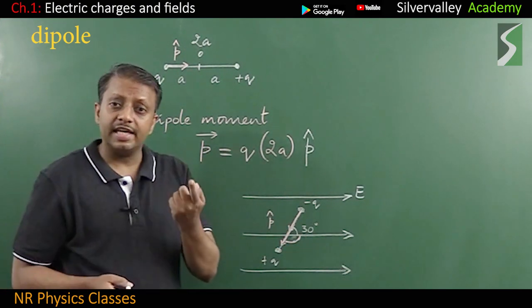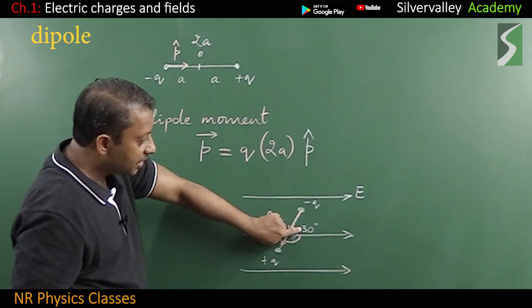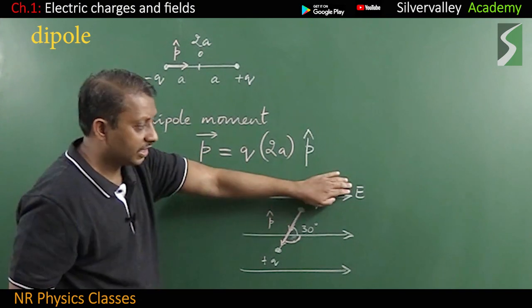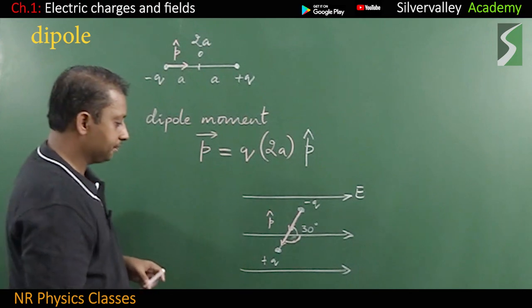So if we neglect the direction of the dipole moment, then we tend to take 30 degree as the angle between dipole moment and electric field. That is not correct, isn't it? So this is the direction of the dipole moment.